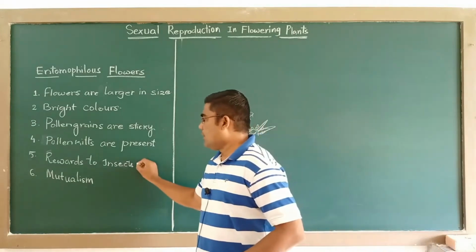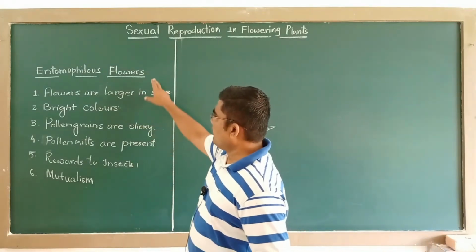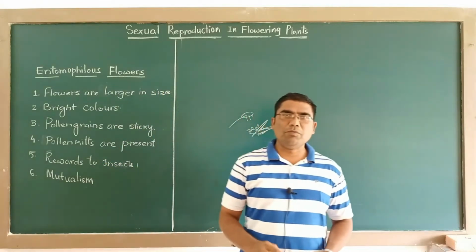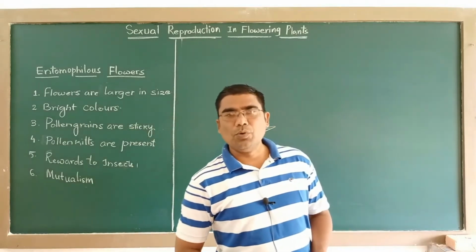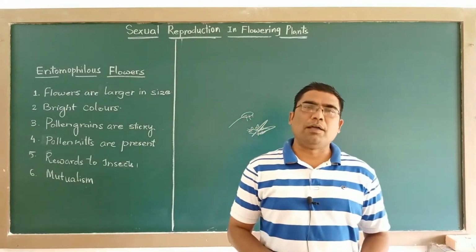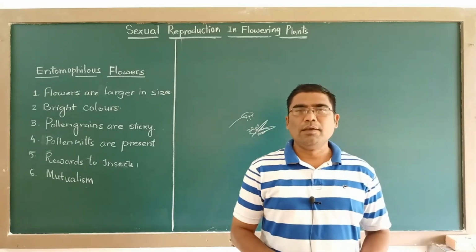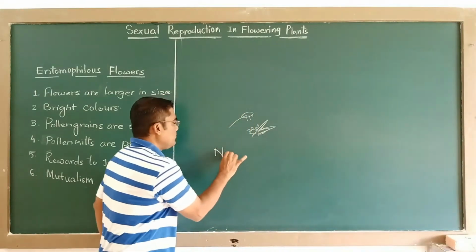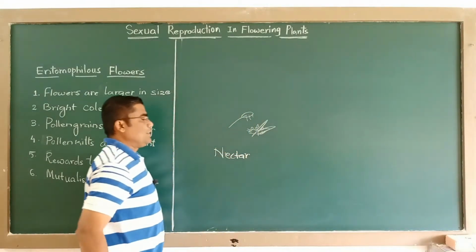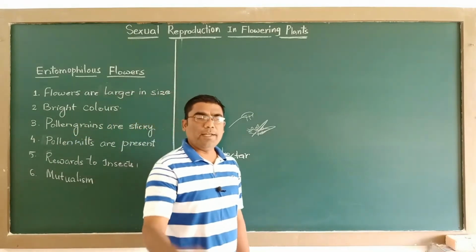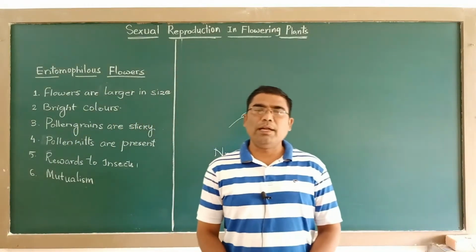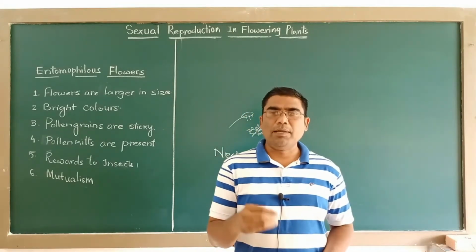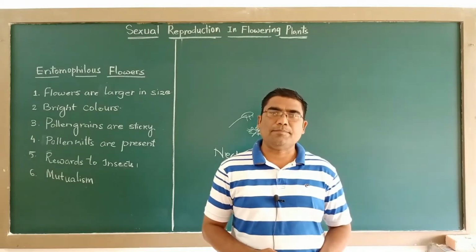Whereas next, when we observe, entomophilous flowers provide rewards to insects. Entomophilous flowers give rewards to insects. What is the meaning of rewards? We can say benefits to the insects. What type of benefits? I think you have heard about nectar. Nectar is a sugary fluid. It is produced by the specialized glands present within the flower. Commonly, those glands are called nectaries.